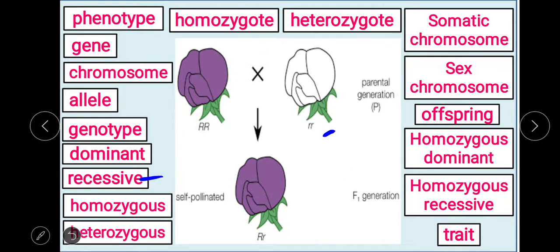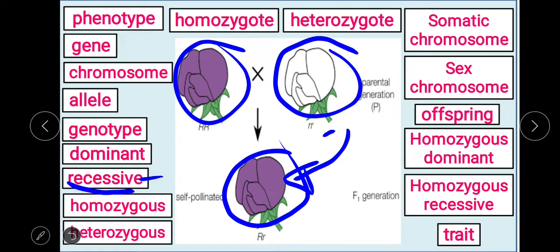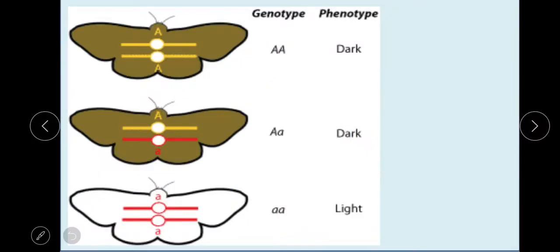So, that being said, recessive will not appear in the offspring. The offspring will not express the recessive trait, only the dominant trait that is represented by letter R. So, another example is this.